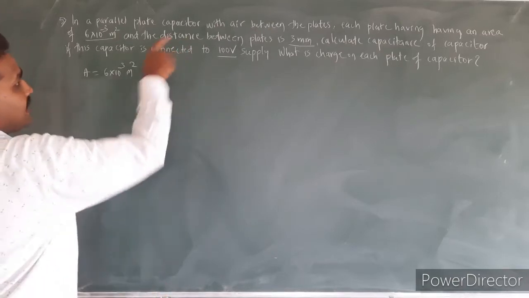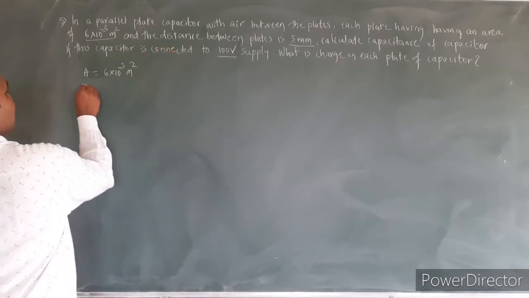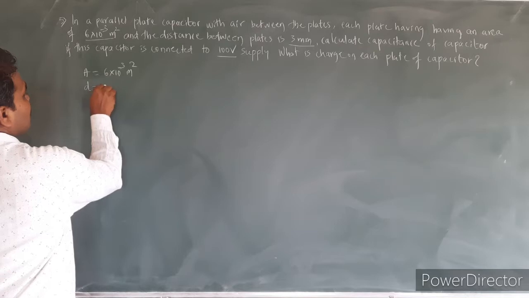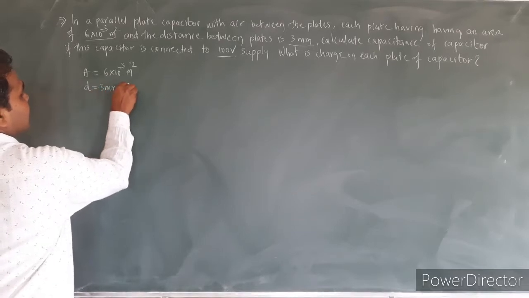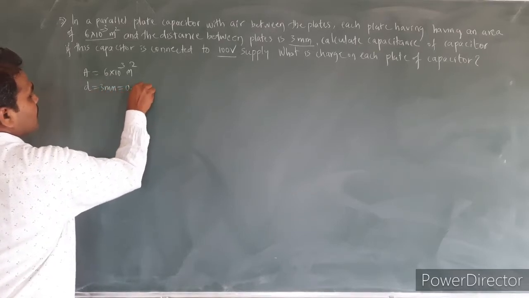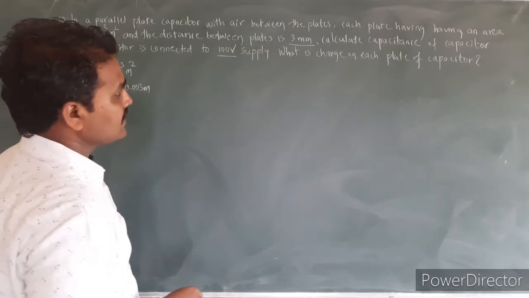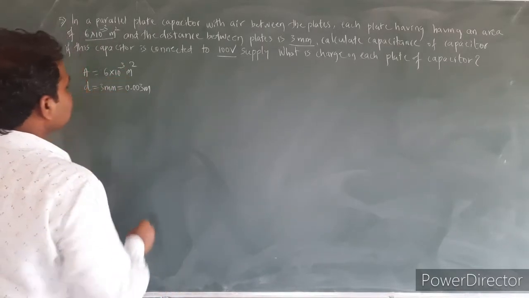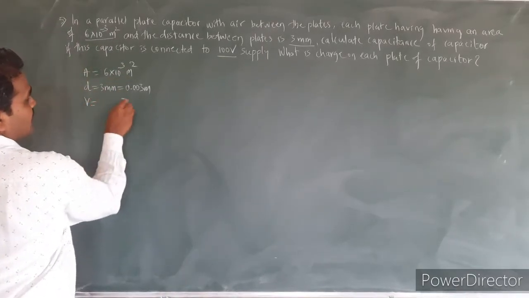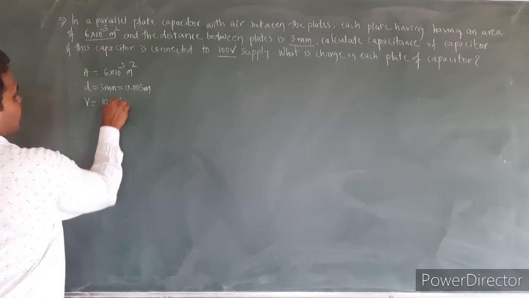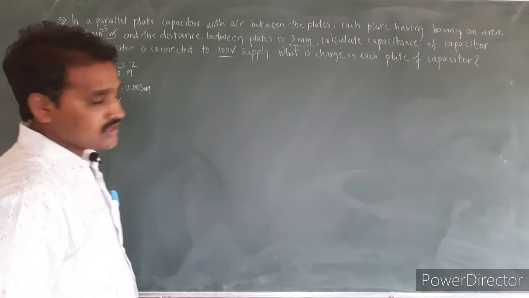Yes, and there is air between the plates, and the distance between the plates is what? d is equal to 3 millimeters. This is calculated as 0.003 meters. Yes, then the external voltage is equal to what? That is 100. Okay, direct question they asked.